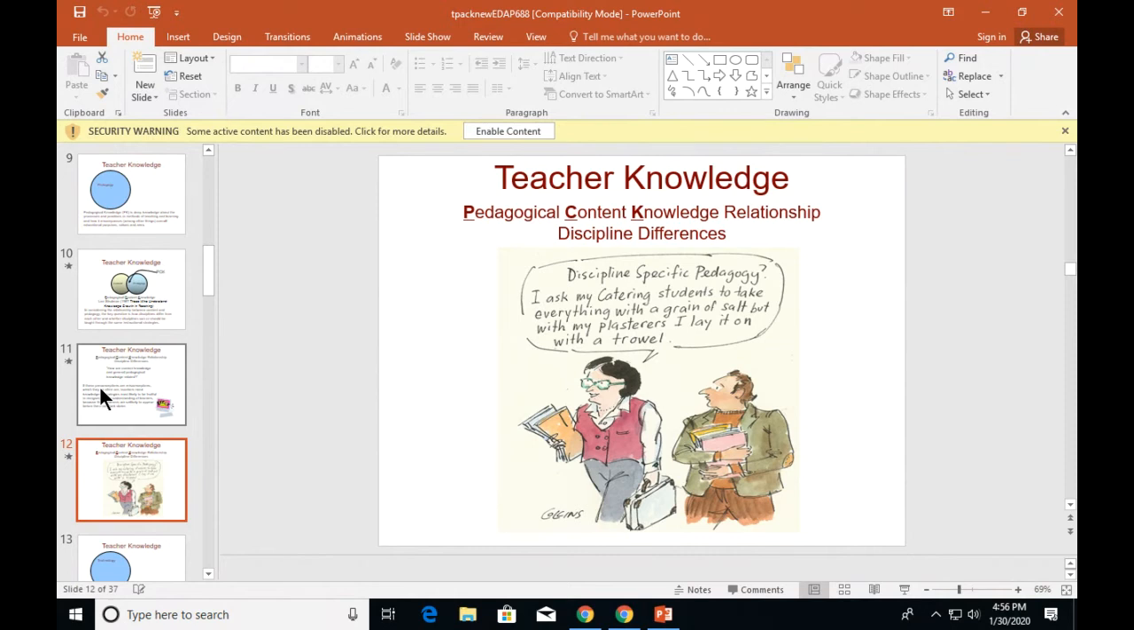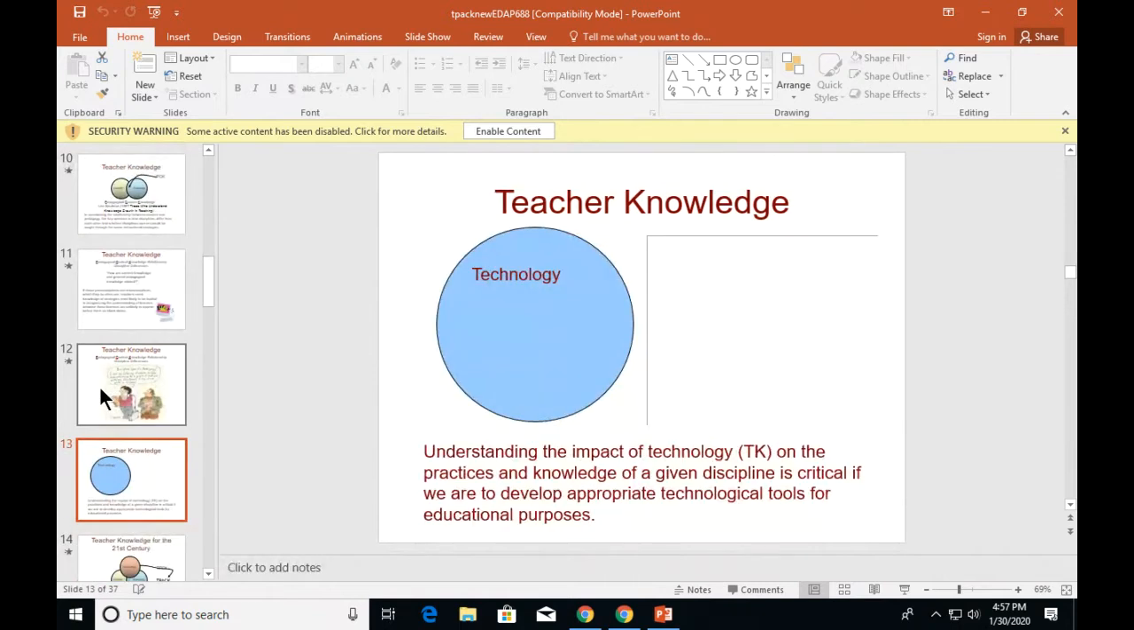Now, that's a stupid cartoon. I don't know if you can see it. It basically says, I asked my catering students to take everything with a grain of salt, but with my plasterers, I lay it on with a trowel. And basically what we're trying to say here is pedagogies can be different depending upon discipline, but what really separates the teacher who is struggling day to day from the great teachers is that facility of shifting between pedagogies to help kids understand their content. I call it the pedagogical dance.